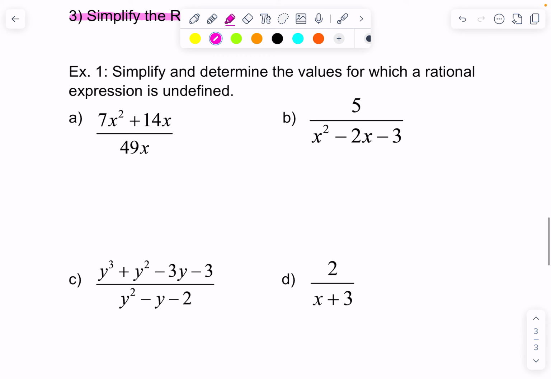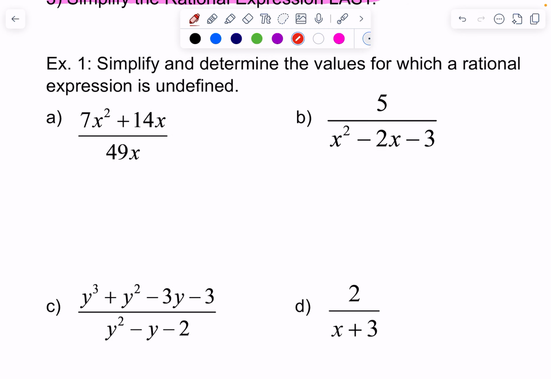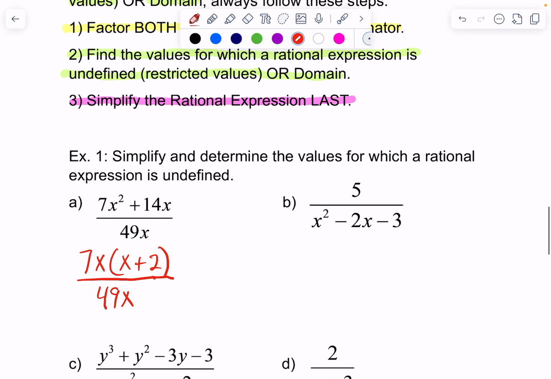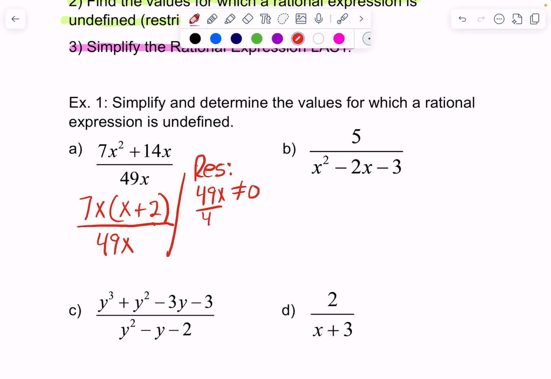For example, first things first, we're going to factor the numerator and the denominator. So I'm going to factor out a 7x, leaving me with x plus 2 divided by 49x. And now I factored both the numerator and the denominator. That's step 1. Step 2, find the restrictions. So for my restrictions, I'm going to set the denominator not equal to 0. And when I solve, that means that x can be any value on earth except for 0.